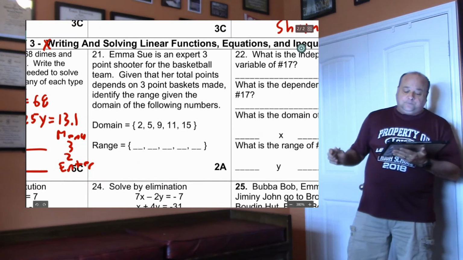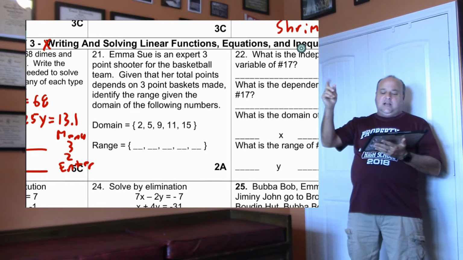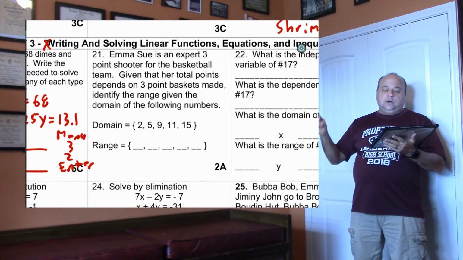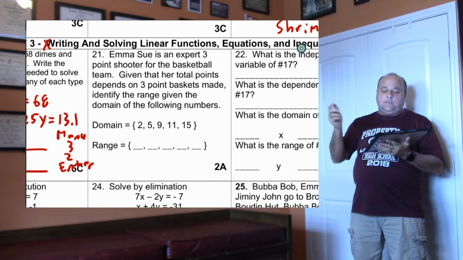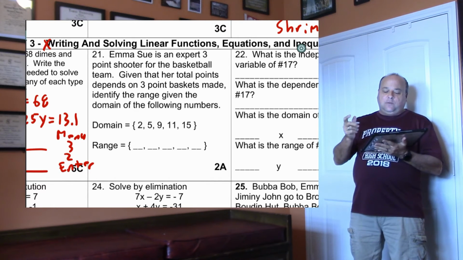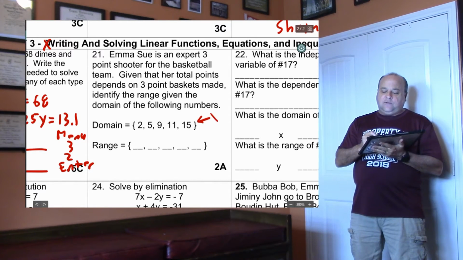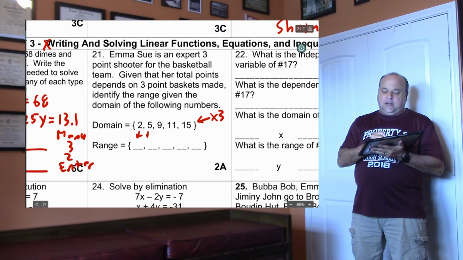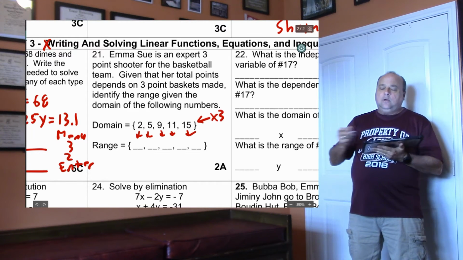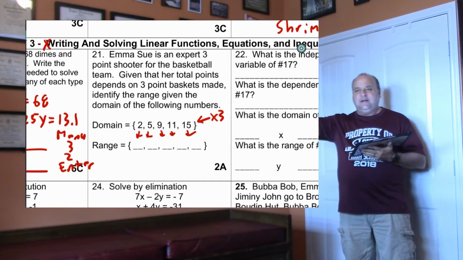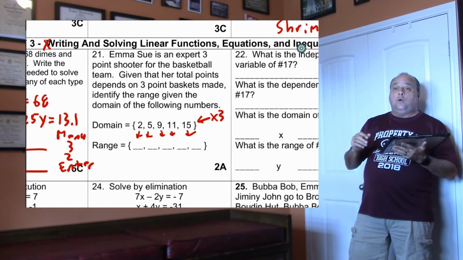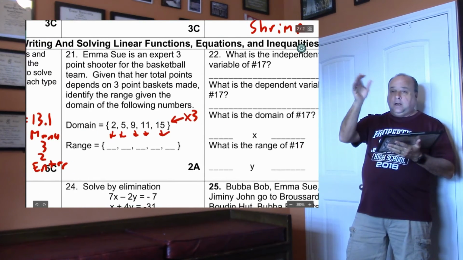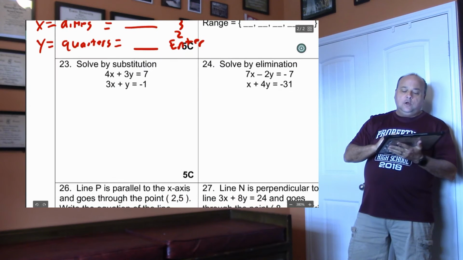Number 21. Emma Sue is an expert three-point shooter. Given their total points depends on the baskets made, identify the range of the numbers. So basically you're taking these numbers, multiplying them by 3 and writing them down here. Just multiply the numbers by 3 and write down your answers. That would be the points, right? I'm going to let you do 22 on your own.